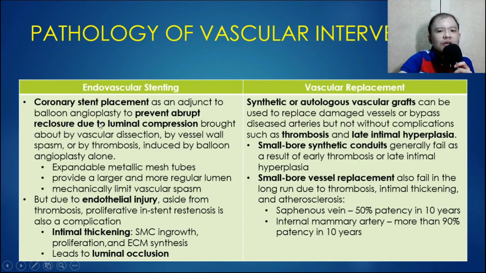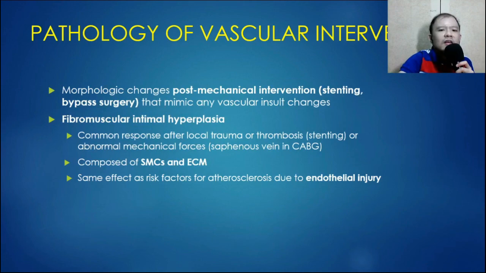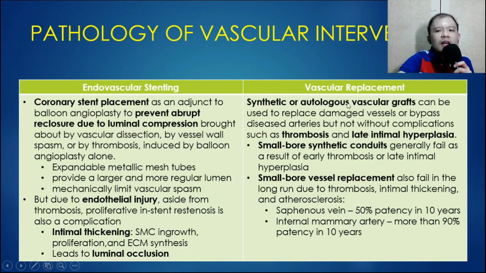However, we have to check on the blood vessel from time to time because this will lead to, in the long term, intimal thickening. What's the histological feature? You have fibromuscular intimal hyperplasia. Vascular replacement, again, leads to intimal hyperplasia in the long run, as well as thrombosis, not to mention infection.